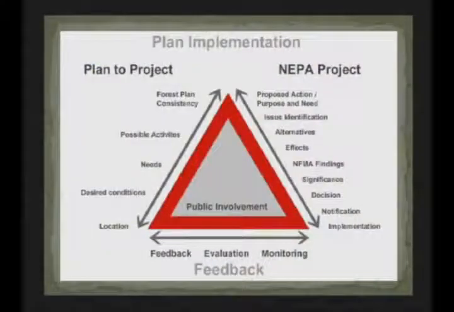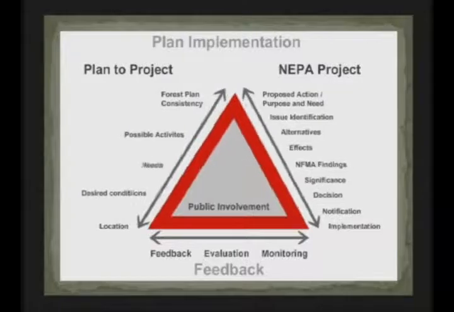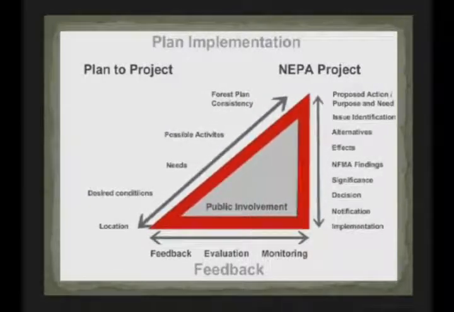A good way to visualize the planning process is to look at it as a triangle. The left side is project identification. The right side is the NEPA process. And the bottom is the feedback or evaluation part. Start with a triangle of equal sides. That's an equilateral triangle for those who remember their high school geometry. Without changing the total length of the sides or moving the lower corners, you extend the left side of the triangle. This automatically reduces the right side of the triangle.